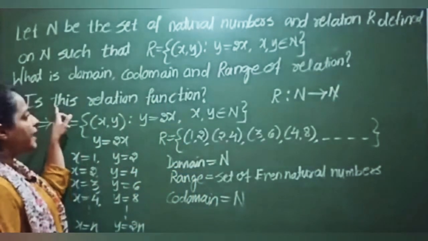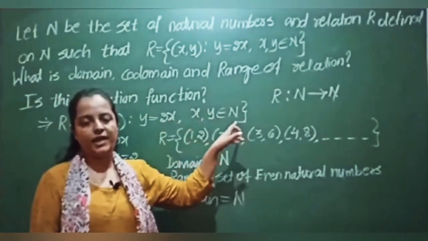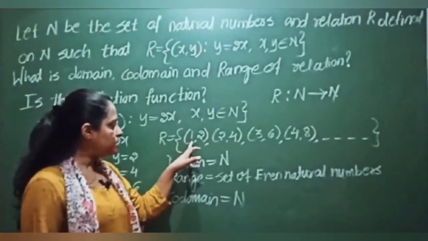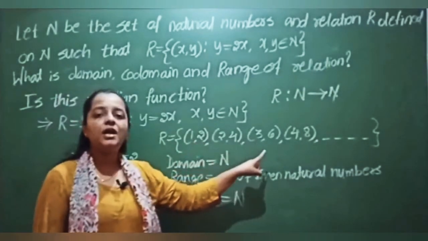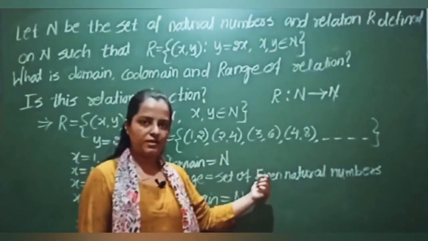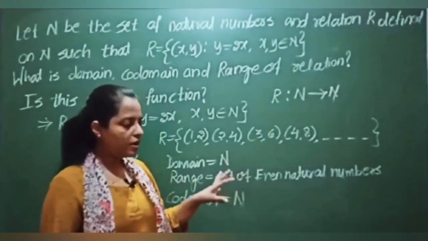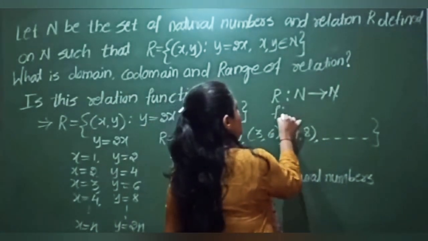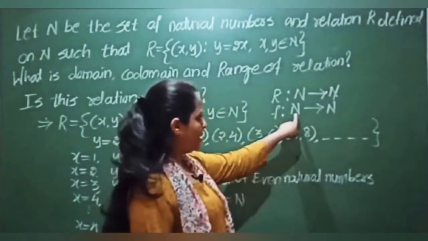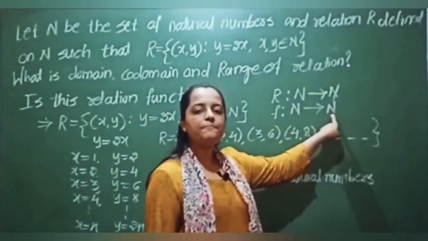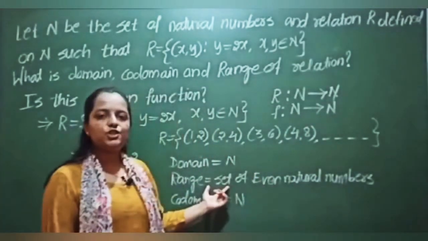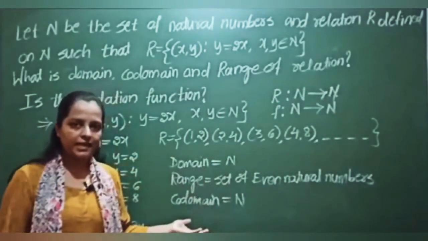The next question here: is this relation a function? Yes, obviously this relation is a function, because each and every element in the domain has one and only one image in the codomain. So f is a function from the set of natural numbers to the set of natural numbers. Therefore the domain is the set of all natural numbers and the codomain is the set of all natural numbers. The set of all image elements is called the range of the function. Hope you are all understanding this one.